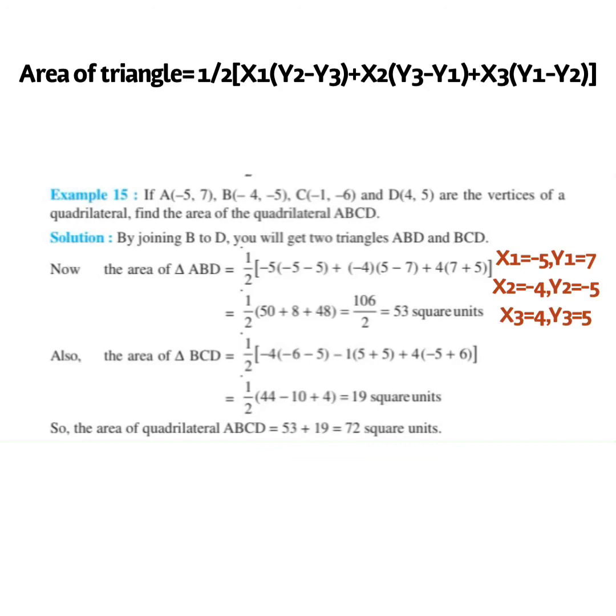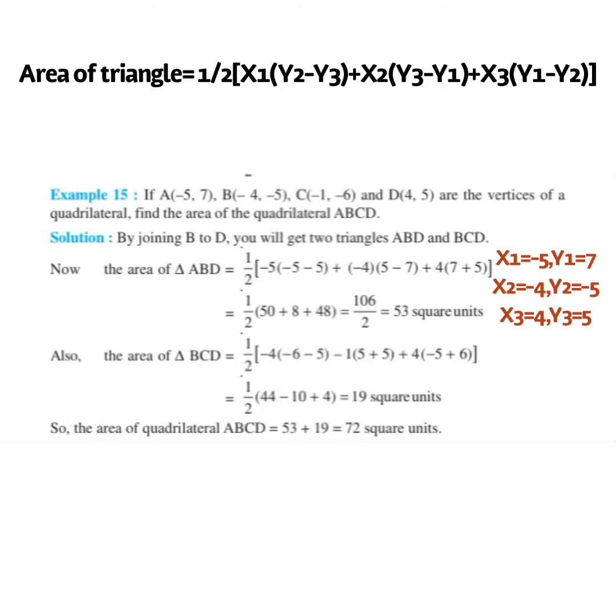half into [minus 5 into (minus 5 minus 5) plus minus 4 into (5 minus 7) plus 4 into (7 plus 5)]. Minus 5 minus 5 is minus 10, 5 minus 7 is minus 2 and 7 plus 5 is equal to 12. So we get half into (50 plus 8 plus 48), that is equal to 106 by 2, that is equal to 53 square units, which is the area of triangle ABD.